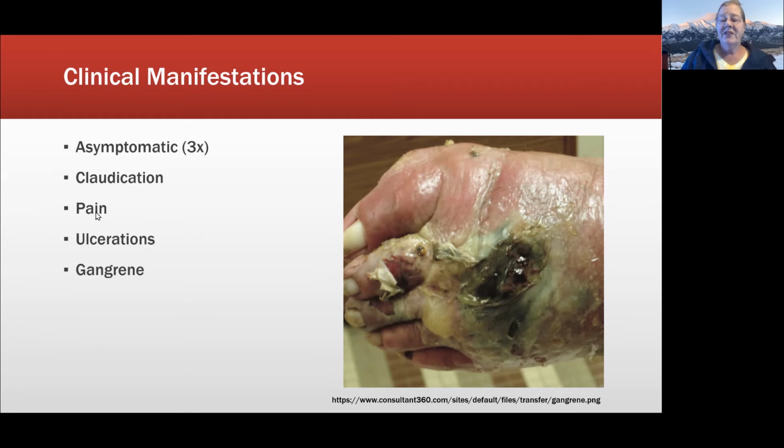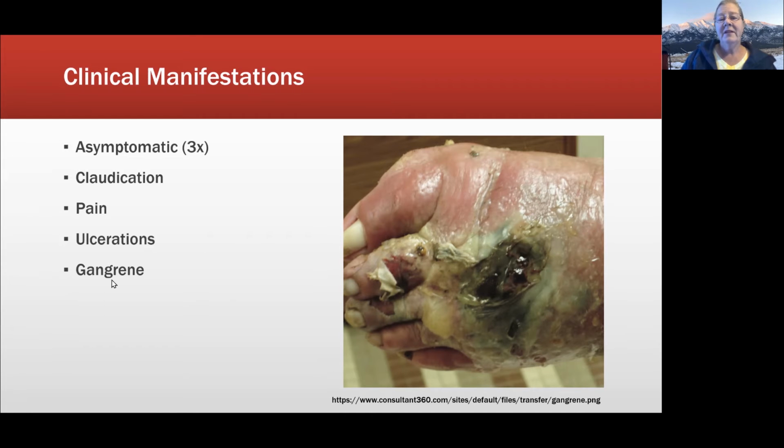A clinical manifestation of pain, specifically at rest, which I think is interesting, or immediately following activity. So work those muscles really hard, and you cannot get the supply of oxygen to them in a timely fashion because of all of the narrowing and the plaque buildup. And so you have pain. Ulcerations, where tissue is not getting the blood supply and it's dying, and you have little ulcerations, and all the way to the point of gangrene.